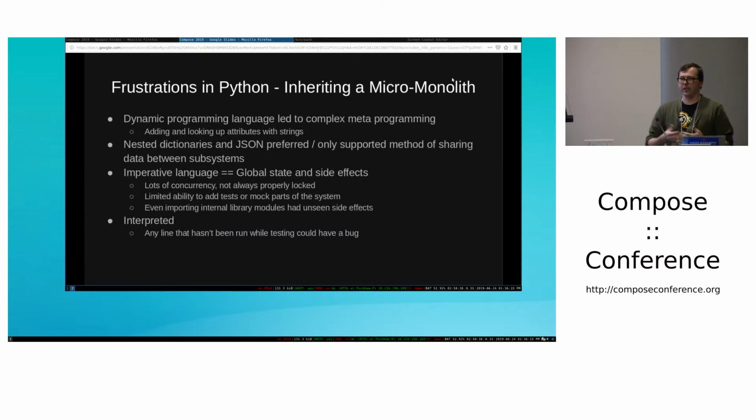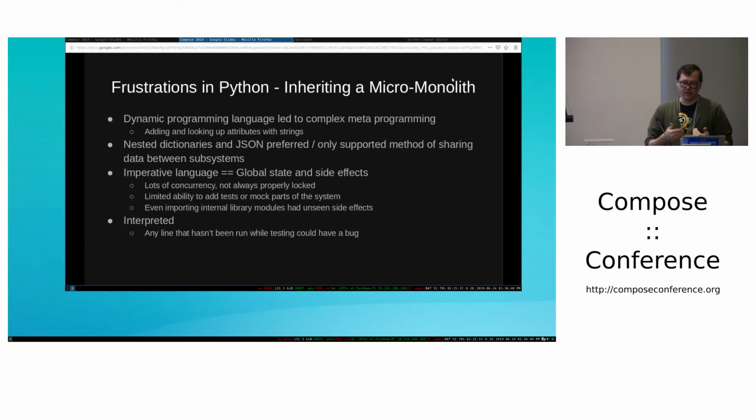Also, it's an imperative language. People use a lot of side effects in their code, and also our group used a lot of global state, unfortunately, at the very beginning. And that was complicated for a lot of reasons. We're heavily concurrent. Every process typically has 3 to 5 threads, and it wasn't always properly locked. This would also lead to problems where testing and mocking parts of the system were basically impossible, right? When you have a system like that, you can't mock something because you run 2 tests in a row and you're going to get different results.